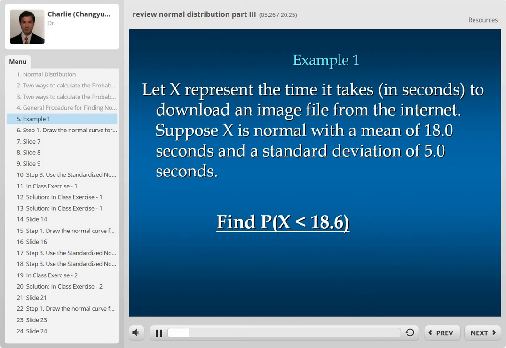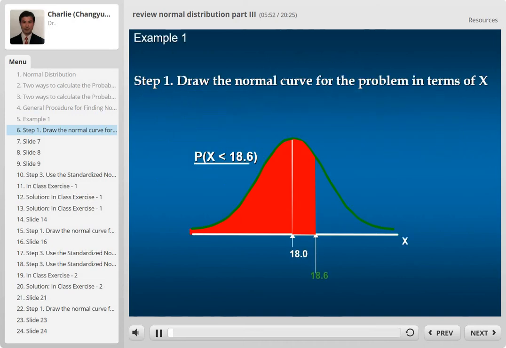Now here comes the first example. Let x represent the time it takes in seconds to download an image file from the internet. Suppose x is a normal distribution with a mean of 18 seconds and a standard deviation of 5.0 seconds. We try to find the probability x smaller than 18.6. So step 1, we draw the normal curve of the problem in terms of x. The normal distribution curve looks like this, with the mean in the middle at 18. And we try to find the probability of x smaller than 18.6, so it goes from 18.6 all the way to the left. The highlighted area is the probability of x smaller than 18.6.